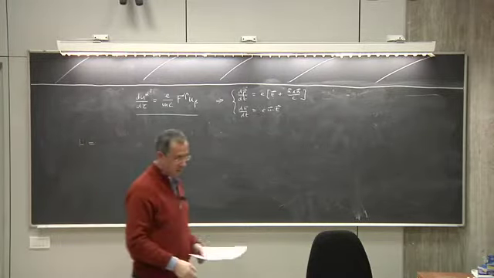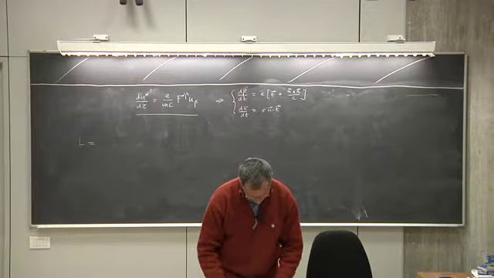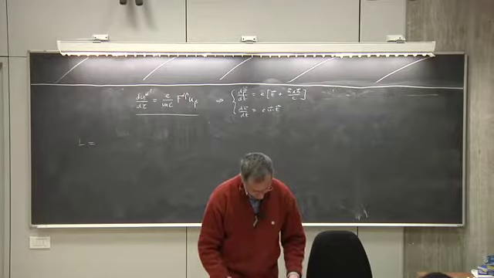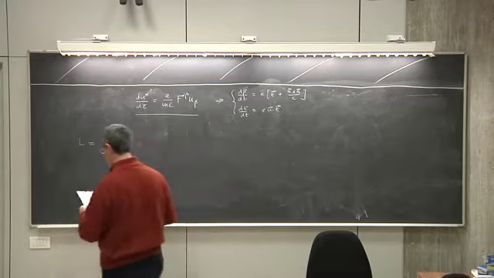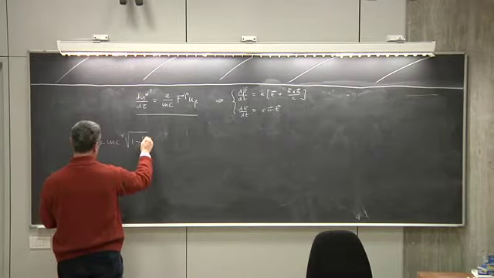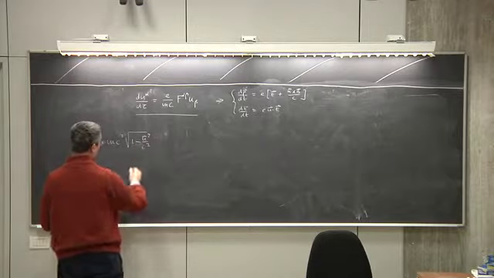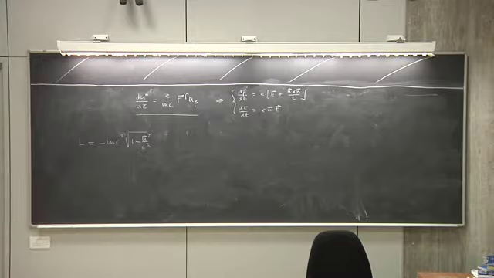I see now, let's see. I think there is a c square, because on the next page I wrote the Lagrangian like this. So does that work now? Okay, so good.